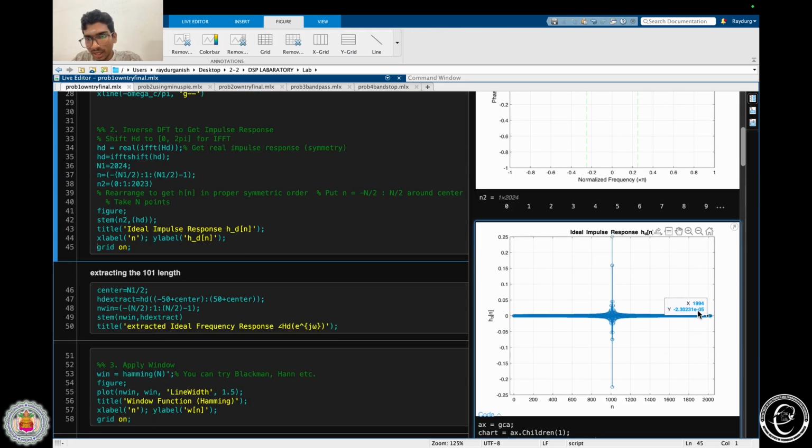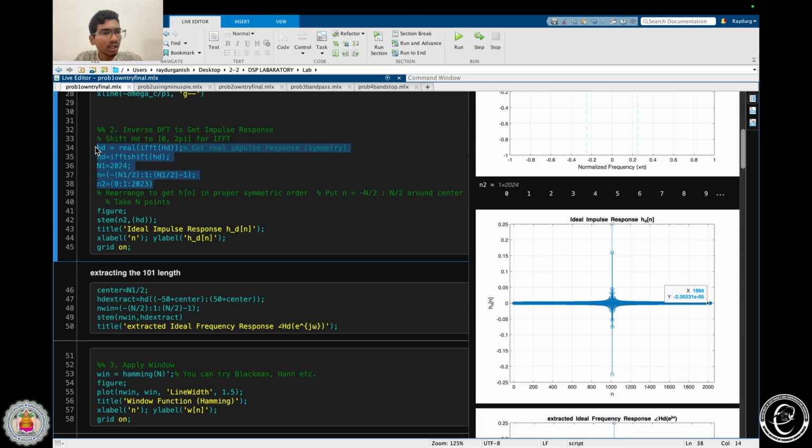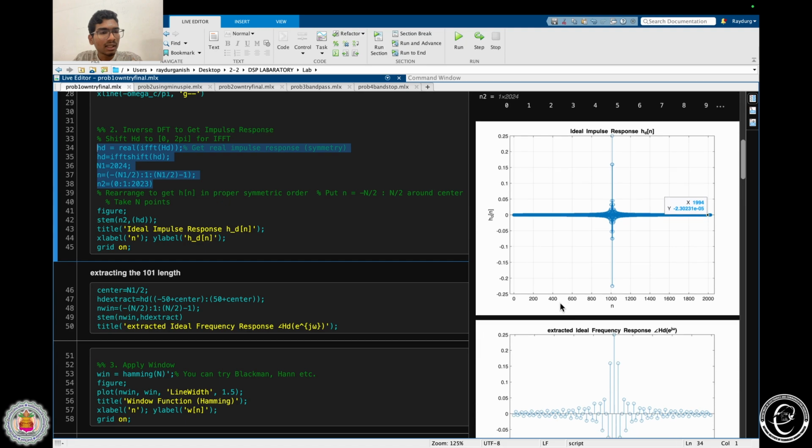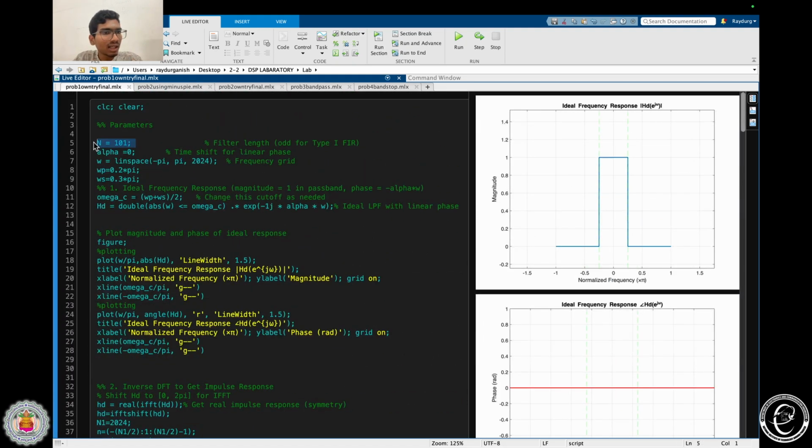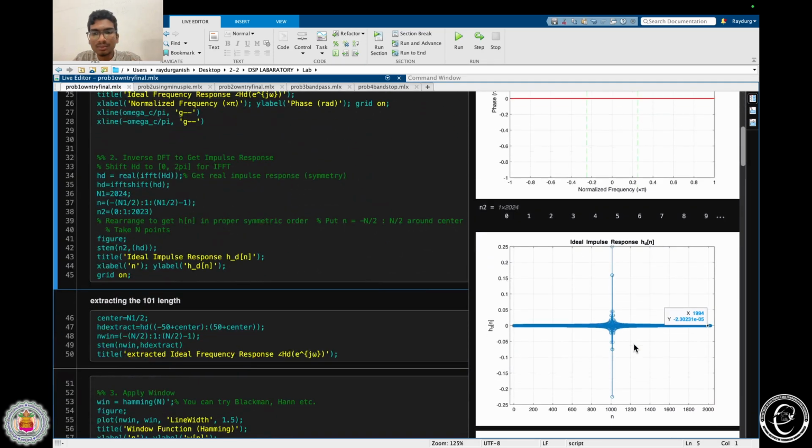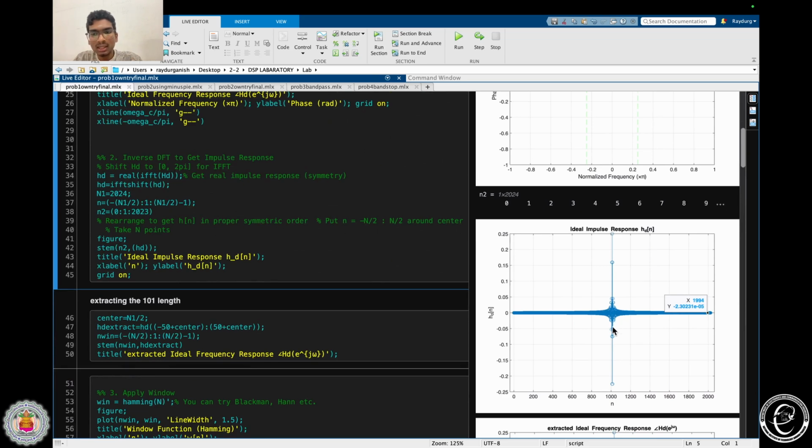And here you can see at x equal to some 1994, in the ideal case, the y is not 0, it is some small value. That's what I discussed earlier. In the ideal case, the oscillations will continue until infinite time. At infinity, you will get the 0 value. So now we got the ideal impulse response, and there are 2024 samples in this. And here I have defined the length of the window. I have taken 101, so I need to extract 101 samples from this.